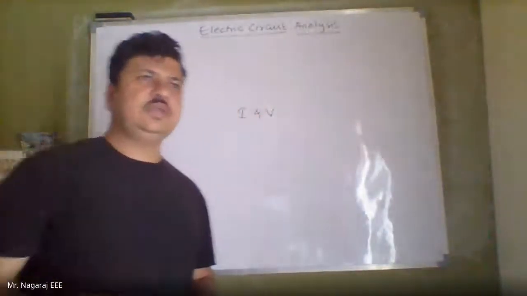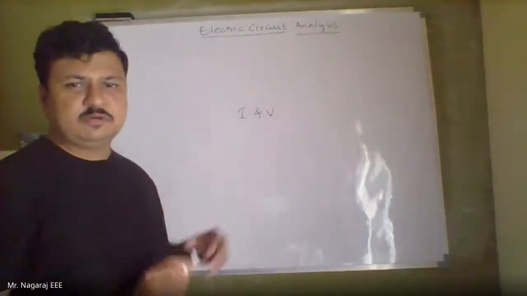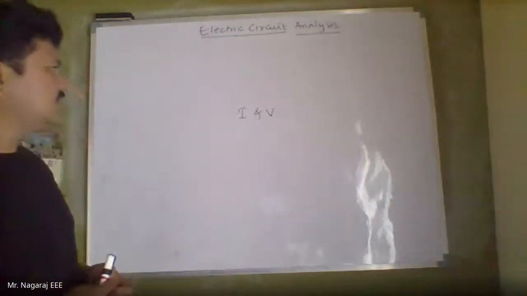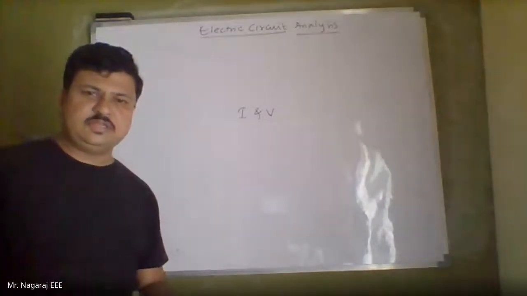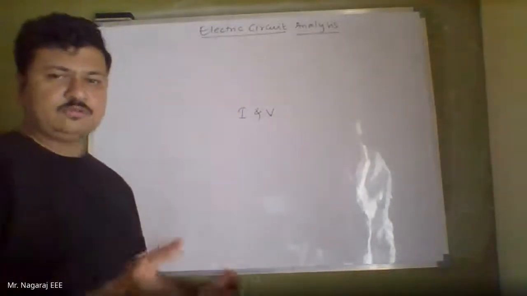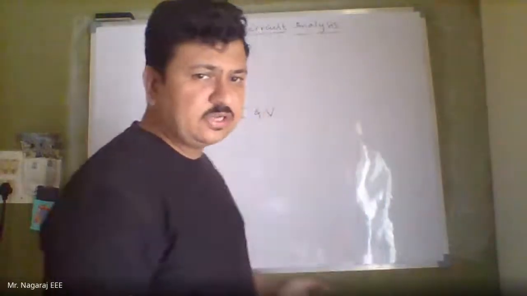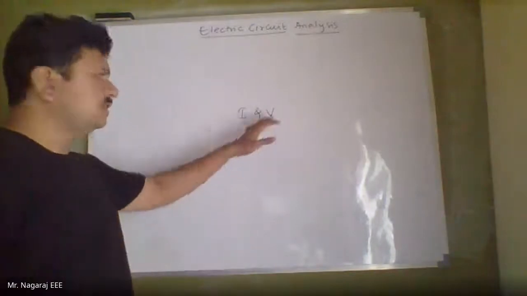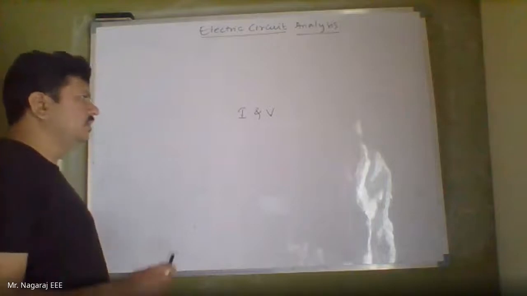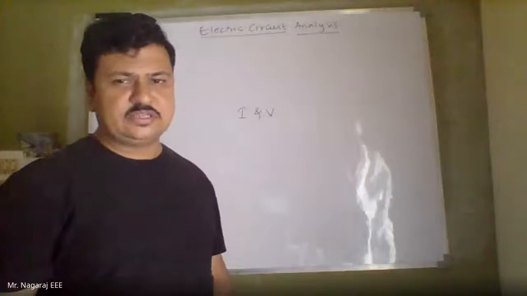Once I know the voltage and current, I may also be interested to know the power, the energy, and the characteristic between V and I across certain elements and all those things. So that is all about analysis. Analysis is to know the nature, to know the behavior. What behavior? Behavior of voltage with respect to current, or behavior of current with respect to voltage. That is what I want to know in this analysis of electric circuits.